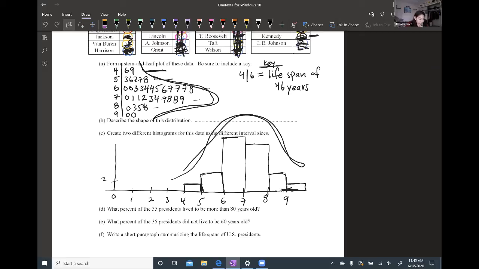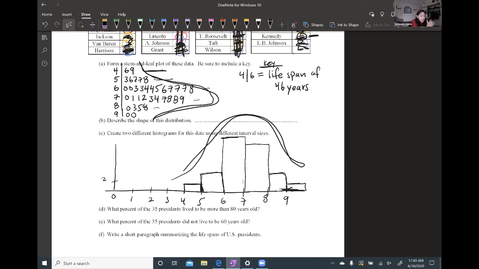Right? Any questions on this? No. What does that shape look like? Does it look more normal or skewed? Normal. Normal, yep. Pretty normal.